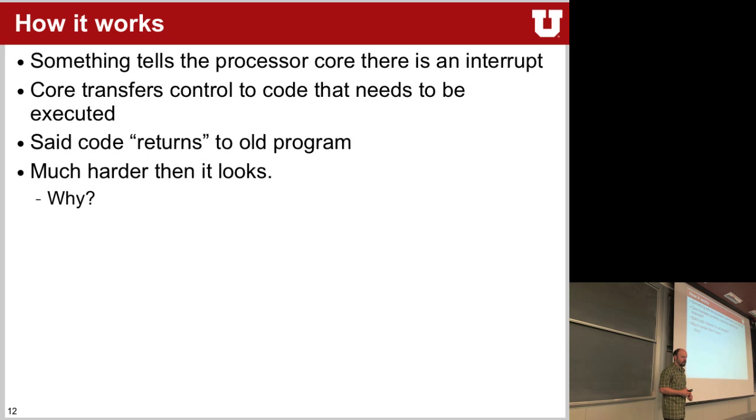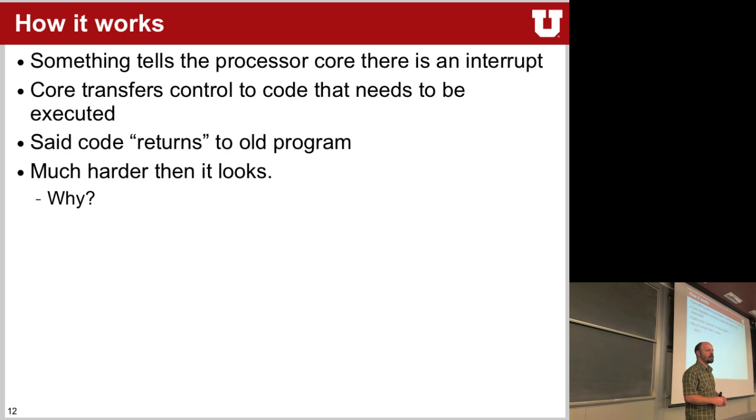So how does it work? Well, something out there tells the processor to stop its core right where it is. The core then transfers control into the code that has to be executed, the function that you registered. That code then executes, returns, and the old program gets executed at the next instruction that has to be executed.